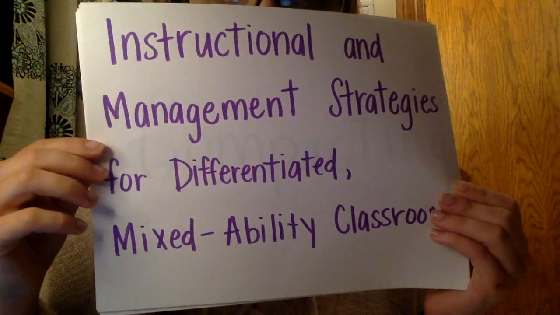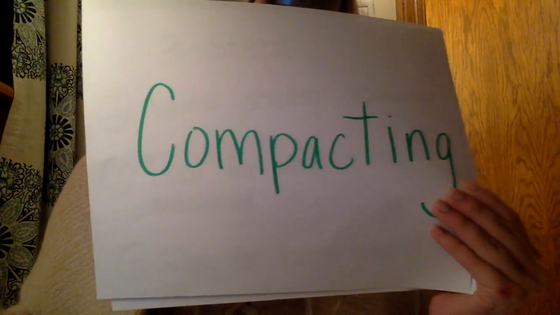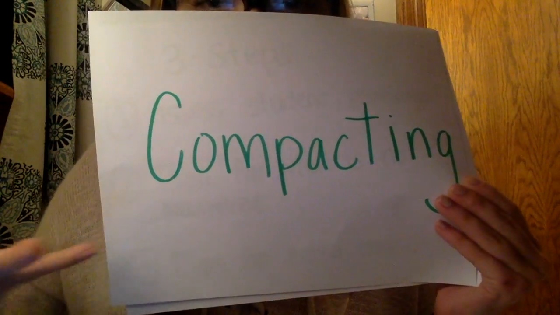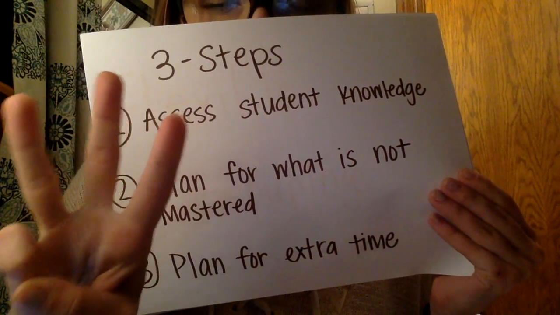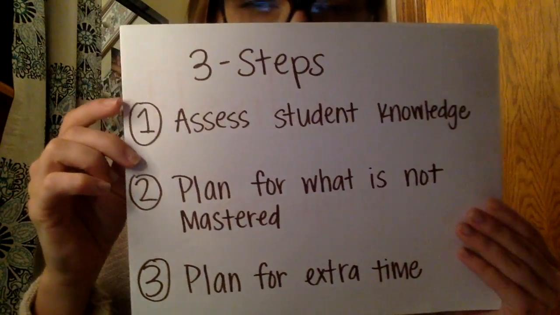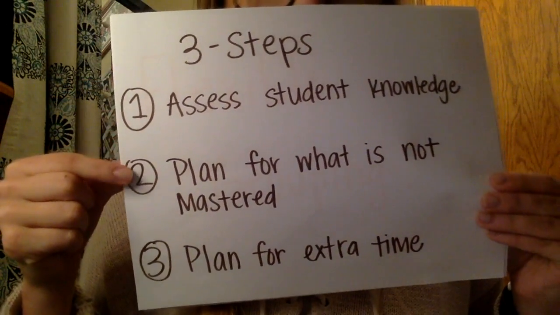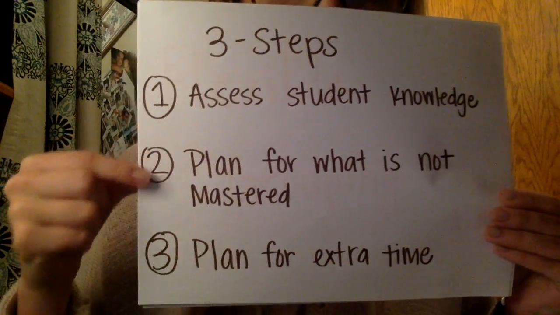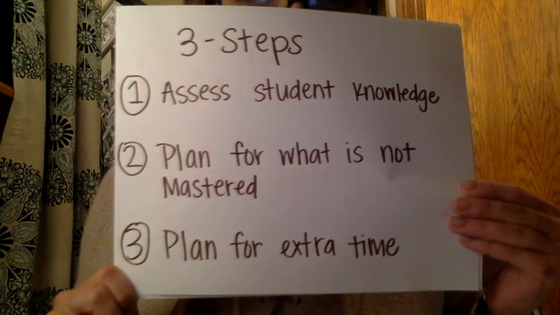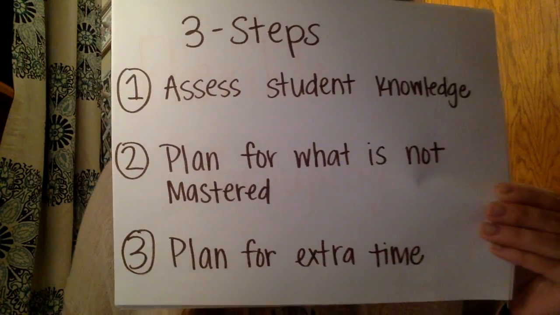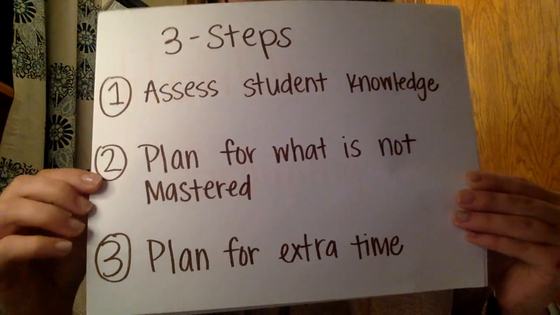One strategy in particular is compacting. Compacting involves a three-step process that first assesses what a student has mastered and what the student still needs to learn. After assessing, the second step involves making a plan to adjust instruction for what still needs to be mastered. After planning for essential instruction, it is time to plan for any extra, freed-up time that may be left. How can you challenge that student in the extra time allotted?